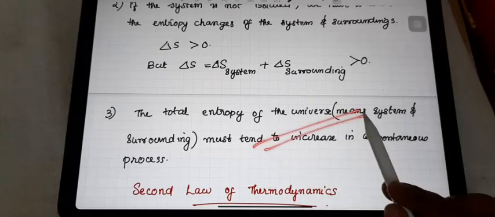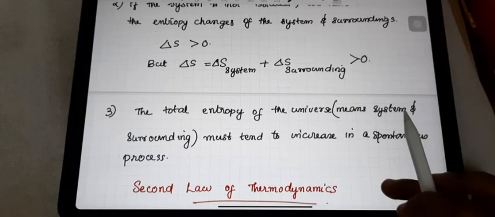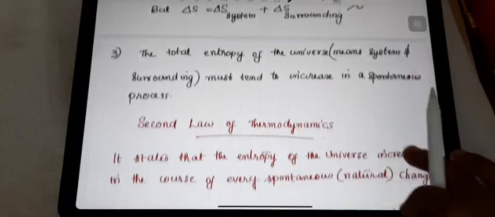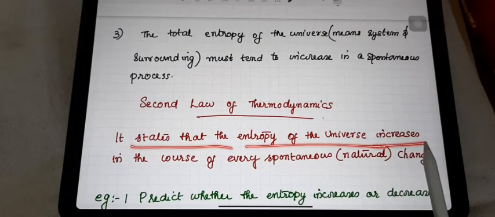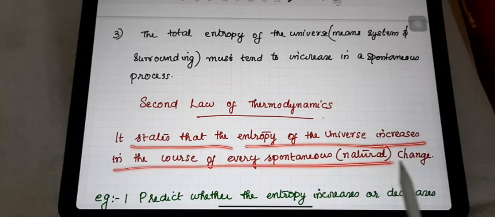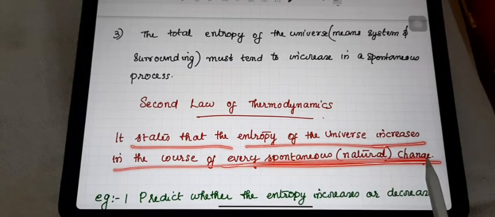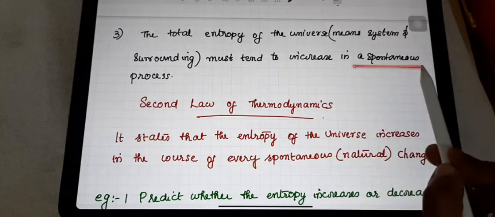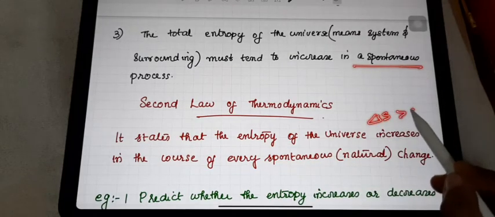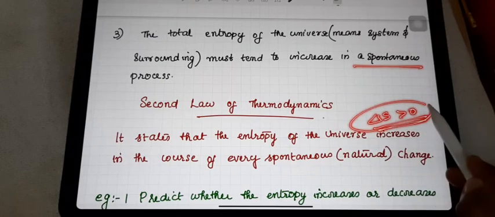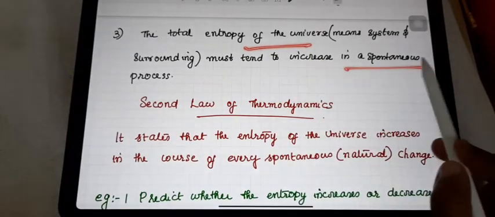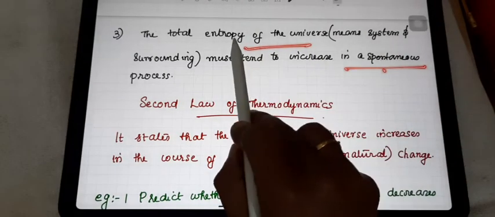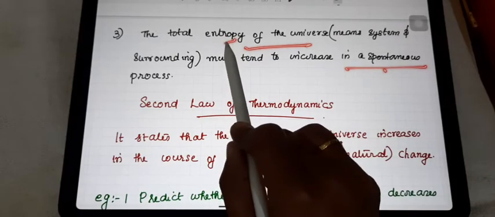So with the help of this statement, we can state the second law of thermodynamics. What is the second law? It states that the entropy of the universe increases in the course of every spontaneous change. We said that if there is a spontaneous change, delta S is greater than 0. So in the case of every spontaneous process, if the entropy change is positive, it is said to be a spontaneous change.